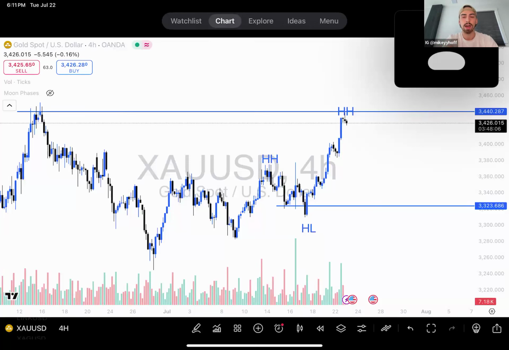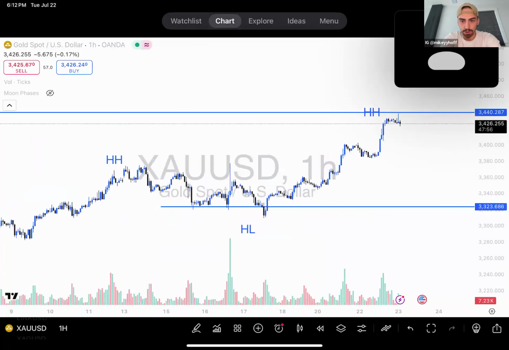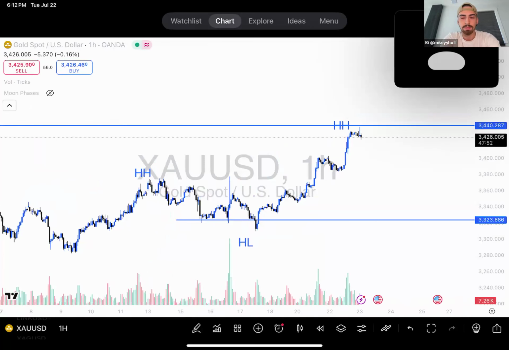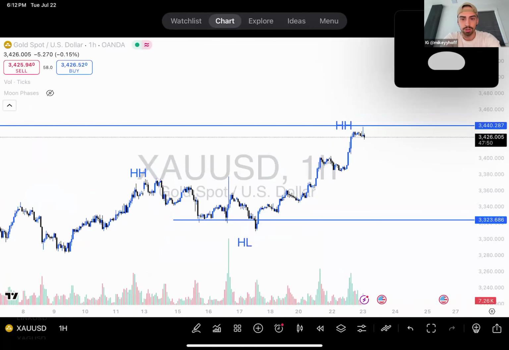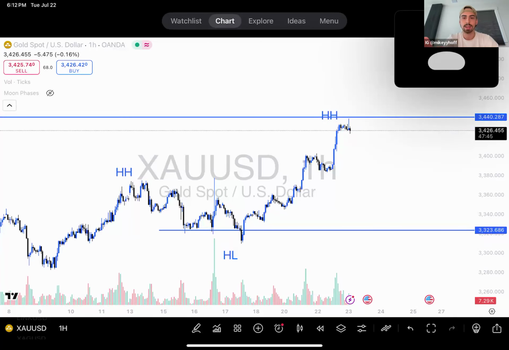And from that 4 hour time frame, now we want to drop down one step lower to the hourly time frame chart. From here, this is where we find our potential buy and sell areas. If the market is trending down, we're in a downtrend, and we're going to be looking for sells. If the market is trending up, we're in an uptrend, and we're going to be looking for buys. So in this case, we're looking for buys on gold.